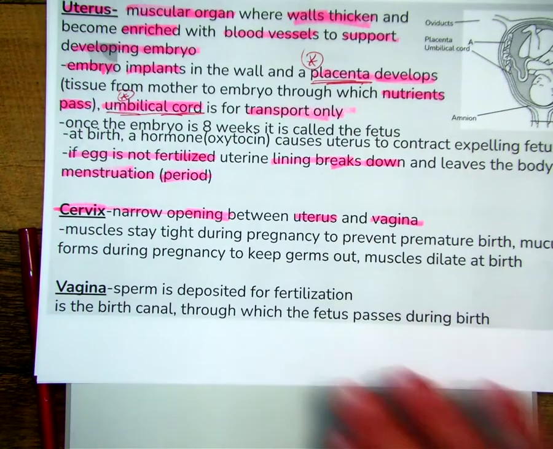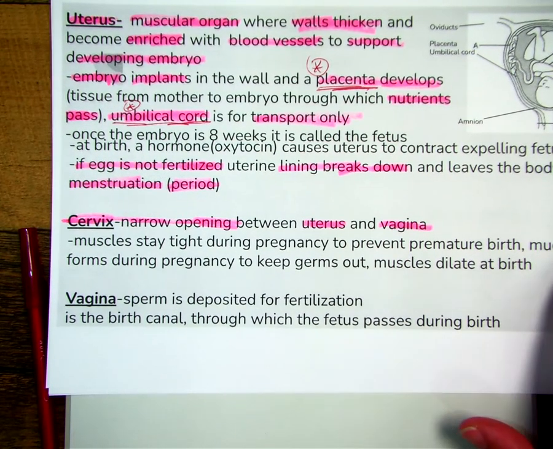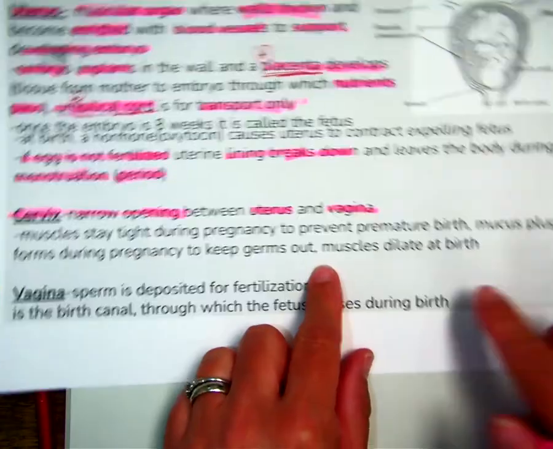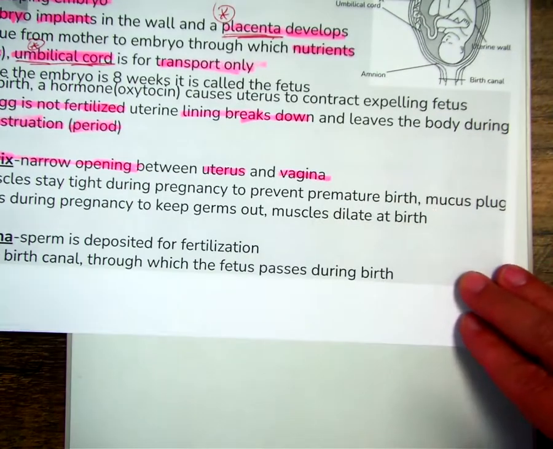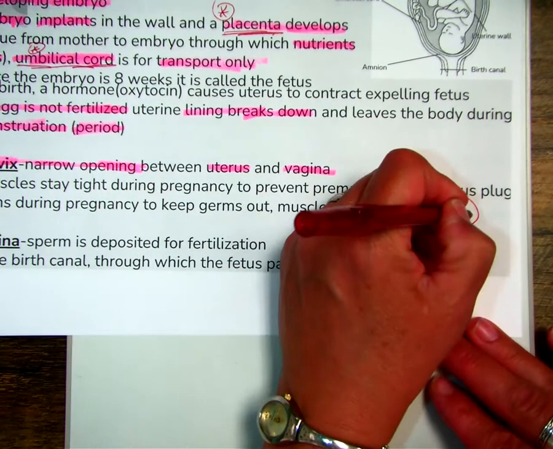So the muscle stays tight during pregnancy to prevent premature birth. The mucus plug forms during pregnancy to keep out the germs, and then the muscle dilates at birth. You can put 10 centimeters there. They're not going to ask that, but on the Regents.